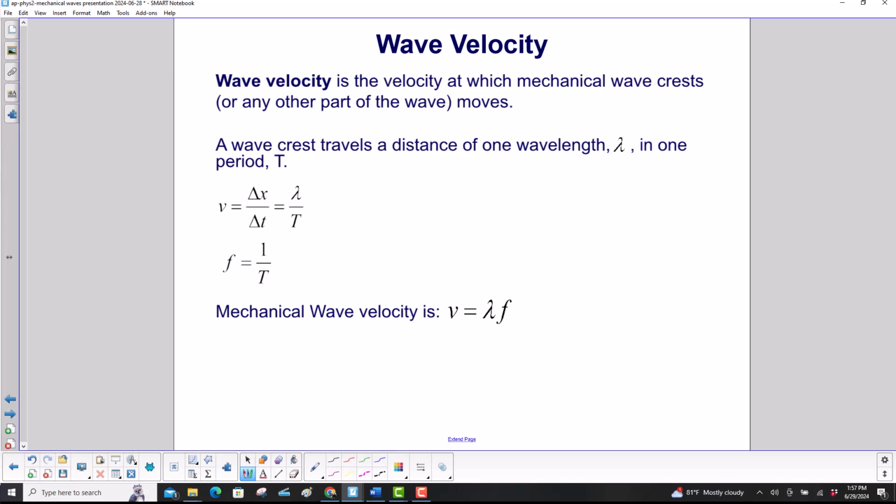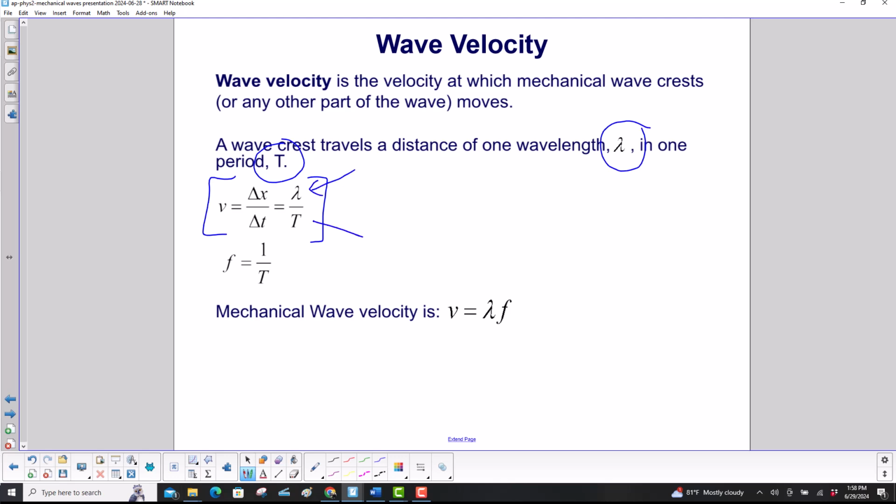Wave velocity is the velocity at which mechanical wave crests, or any other part of the wave, moves. A wave crest travels a distance of one wavelength, lambda, in one period, capital T. So we use one of our original physics equations here. Velocity is delta x over delta t. The displacement or distance is lambda.